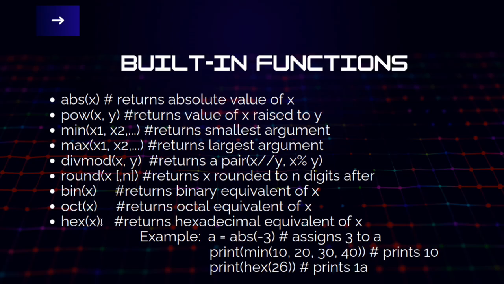And there are many. For example, a = abs(-3) assigns 3 to a. print(min(10, 20, 30, 40)) will give the output 10, which is the minimum value among all these. print(hex(26)) will print 1A.